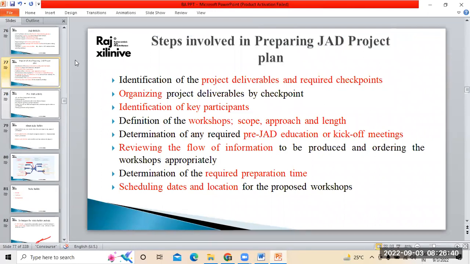We need to identify the project deliverables. What is meant by project deliverable? What is it that you are finally concluding with? That's what we call project deliverable. It means the final conclusion of the project. So you need to identify the project deliverables first. As part of the JAD project plan, we need to identify the project deliverables. What must be the final outcome? See, that clarity is required.